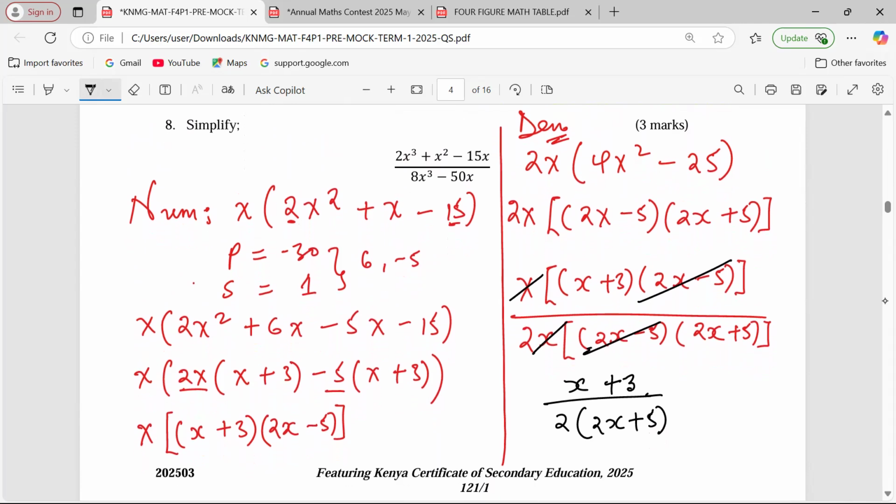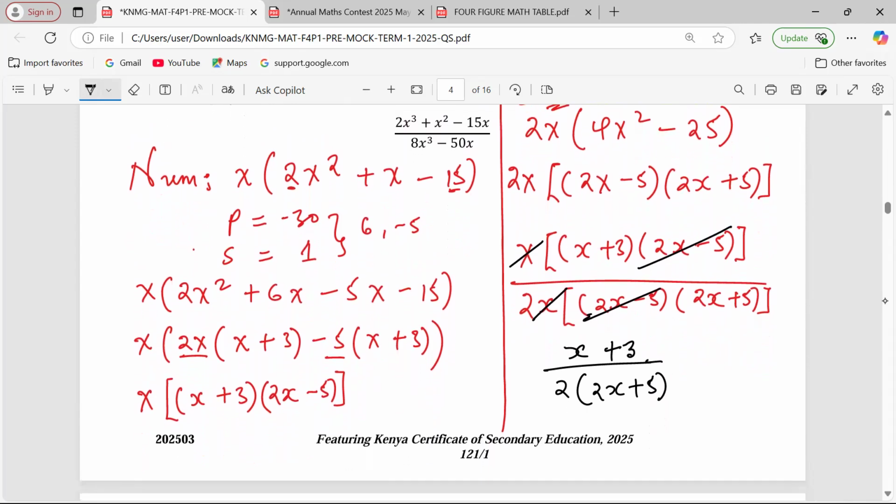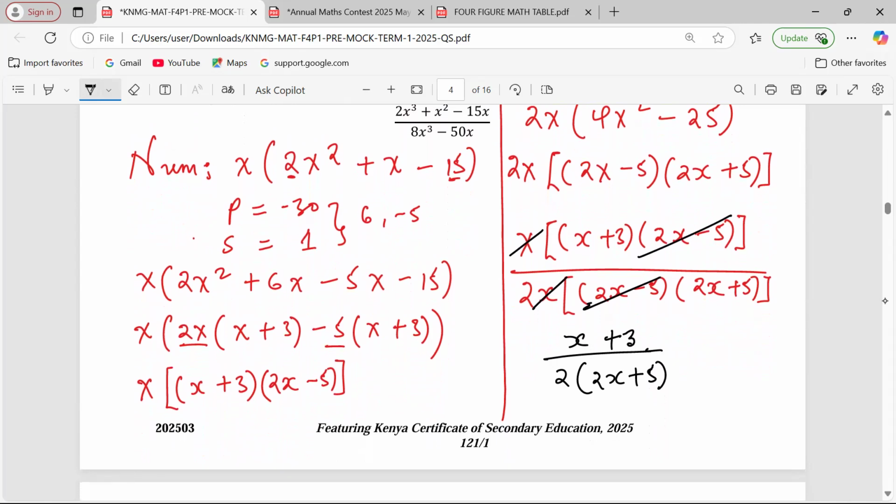Don't be tempted to open the brackets and start saying 4x plus 10. Please don't open the bracket. We need the simplest, not the expanded. So this one is simplified and becomes our final answer.